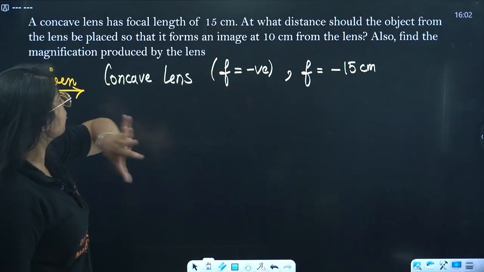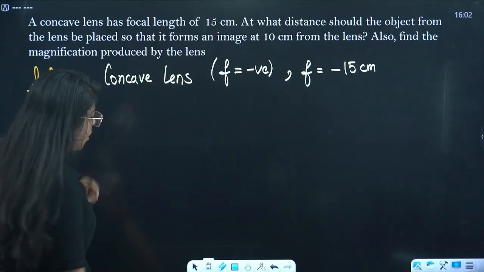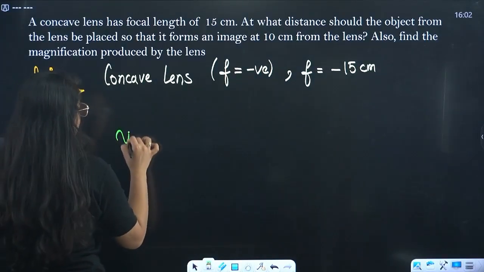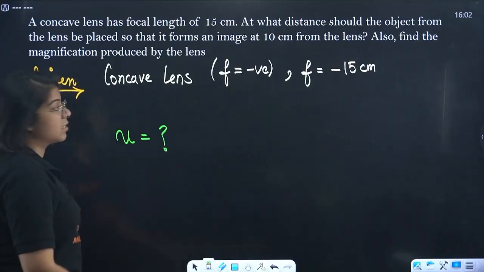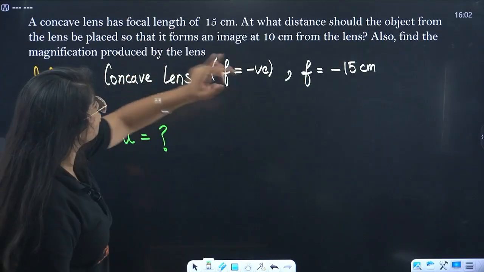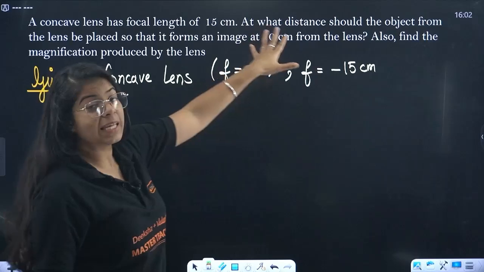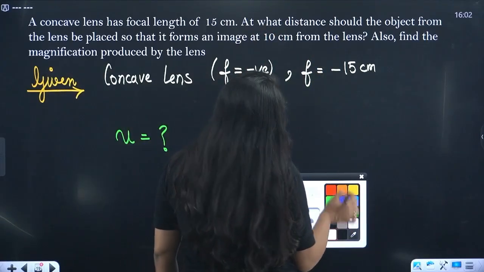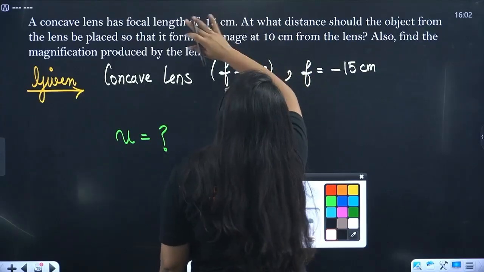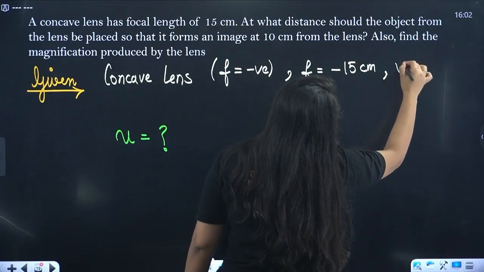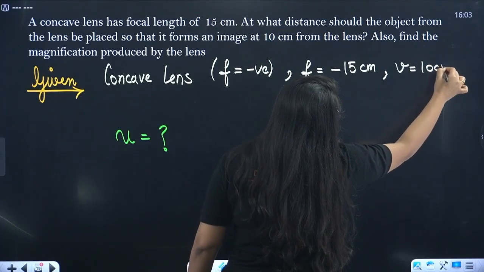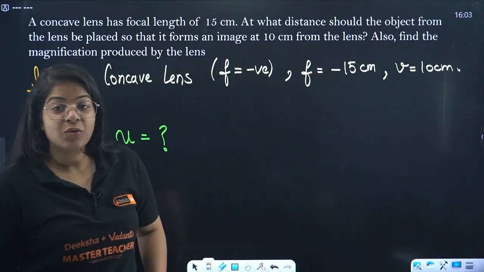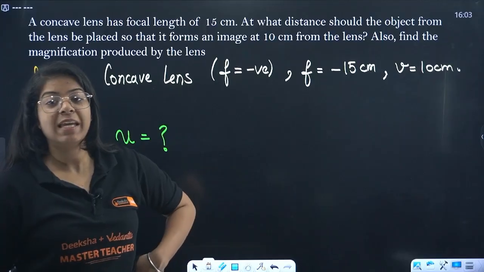At what distance should the object from the lens be placed? Now we are asked the object distance. We are asked where the object should be placed so that it forms an image at 10 centimeter from the lens. Image is given, object is not. Now what do we have to figure out here? Beta, we have to figure out one very important thing.